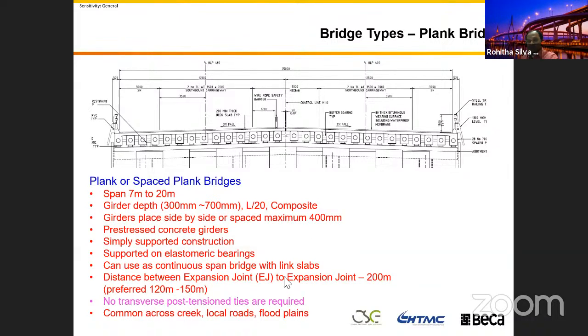These bridges are common across creeks, like short spans. Sometimes local roads and floodplains. With floodplains, instead of building a road embankment, for example, even in Colombo, in some flood prone areas, rather than building a road embankment and flooding the surroundings, you can build the plank bridge across the floodplain. Then these bridges will be more or less acting like a culvert, at the same time providing a road surface.